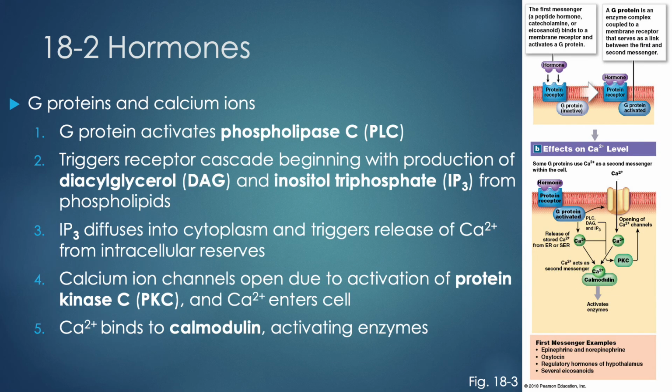Activated G proteins will either trigger the opening of calcium channels in the plasma membrane or allow for calcium ions to be released from the intracellular aspect of the cell. So, G proteins will activate phospholipase C, also abbreviated PLC, and this triggers receptors that will cascade beginning with the production of diacylglycerol, or DAG, which is easier to use the acronym for sure, and inositol triphosphate, which is IP3, from phospholipids. IP3 can then diffuse into the cytoplasm, and once it's in the cytoplasm, it will trigger the release of calcium from the intracellular reserves of calcium.